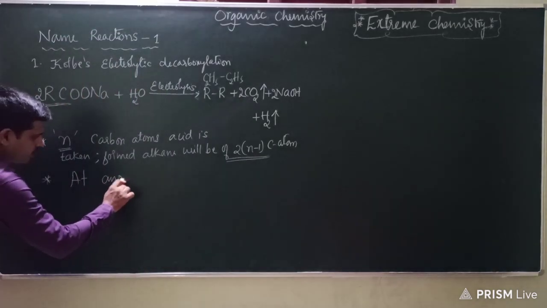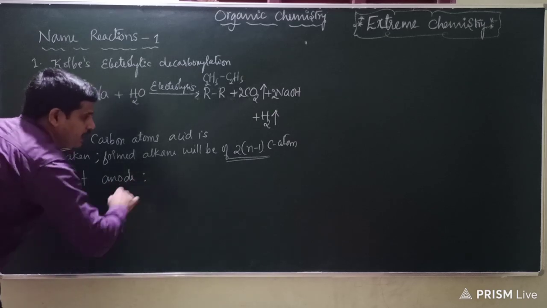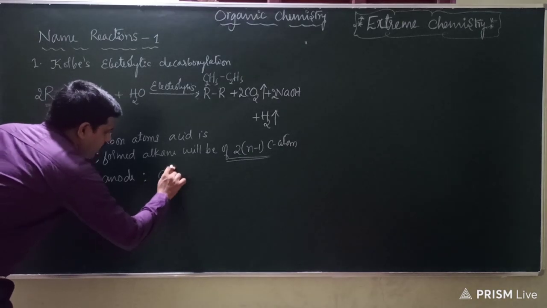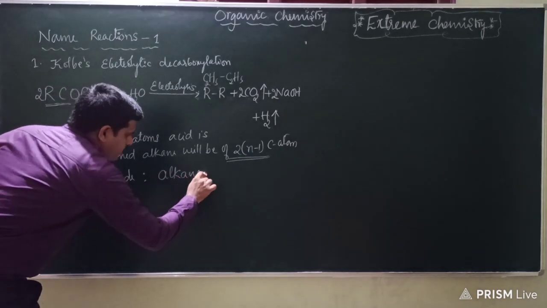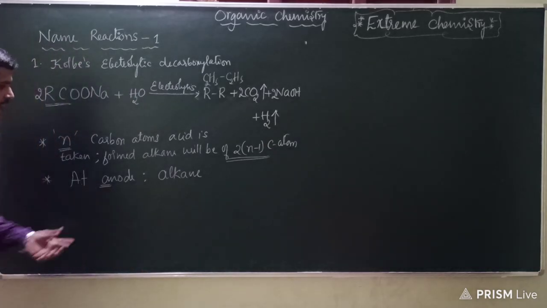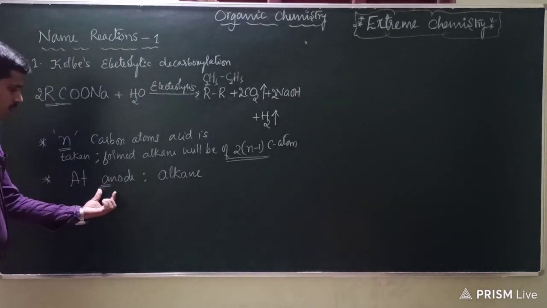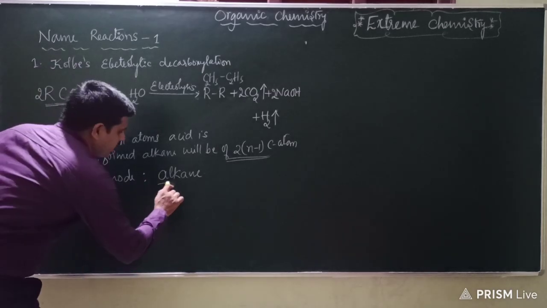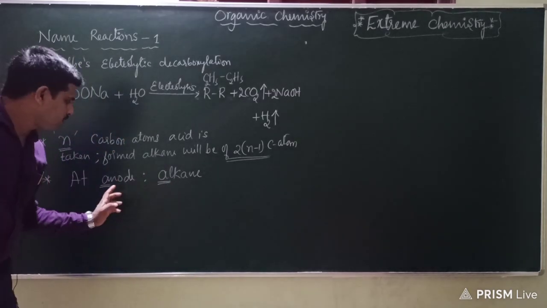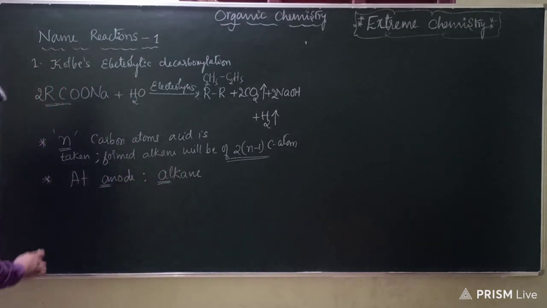At the anode, there is always evolution of exactly the alkane. So how to remember this? Again, I told you tricks, no? It is easy to remember. If the electrode name starts with A, that is anode, then the gas which comes out is also alkane, which starts with A. So in this way you can remember the gas liberated at the anode.